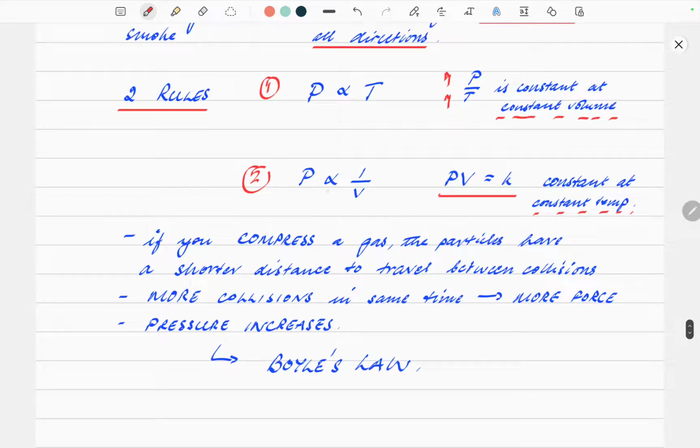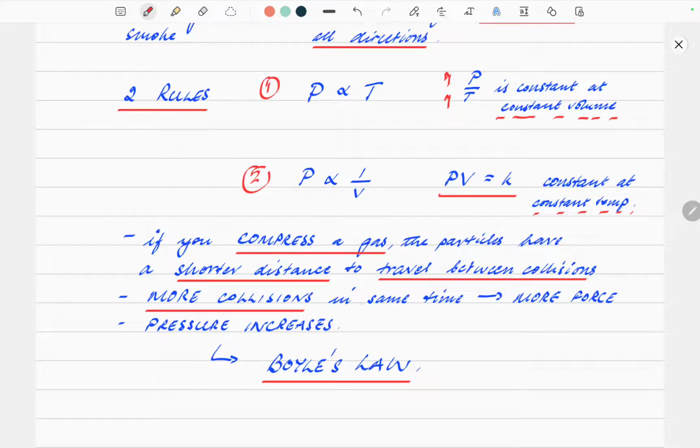And just to explain that second one, the one that is referred to as Boyle's law: if you compress a gas, the particles have a shorter distance to travel between collisions. Therefore, there are more frequent collisions, i.e. more collisions in the same amount of time, and therefore increased force, more force, and therefore the pressure increases.